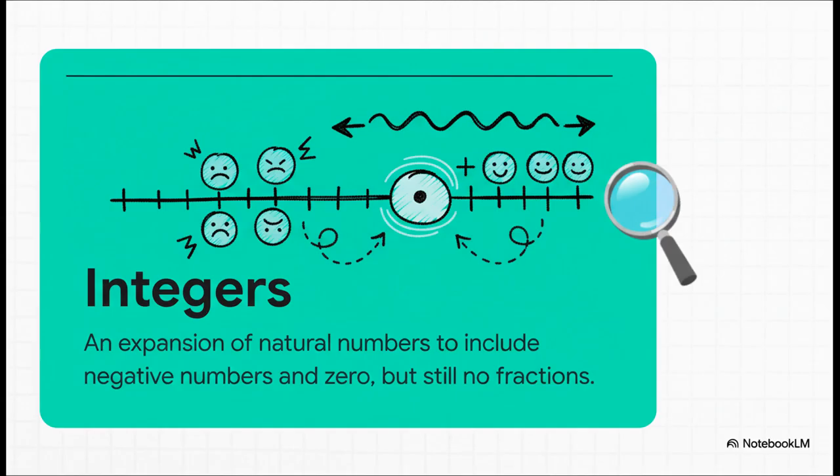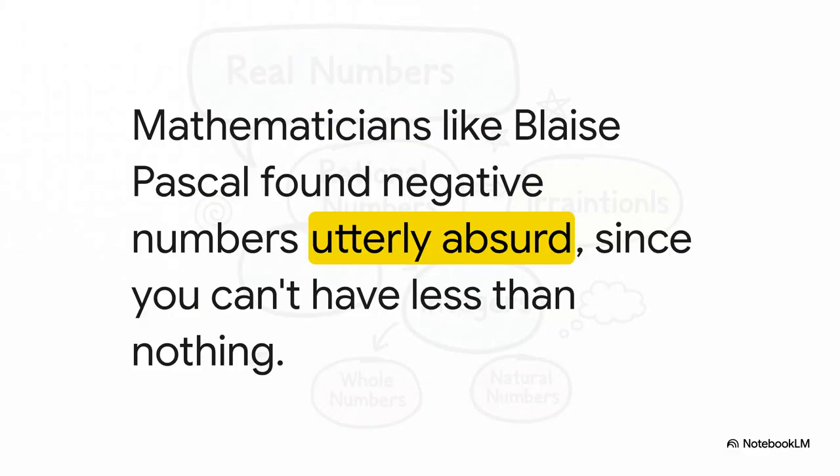But what about going the other way? Well, if we take all our whole numbers and then we add a perfect mirror image of the counting numbers on the other side, the negatives, we get the set of integers. Think of it as a line stretching out forever in both directions: -3, -2, -1, 0, 1, 2, 3. But get this, it was a hugely controversial idea for a long, long time.